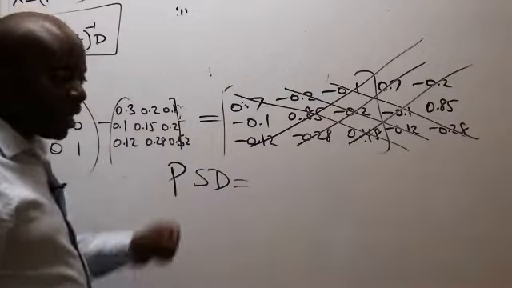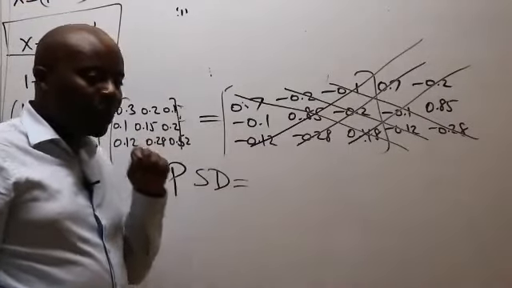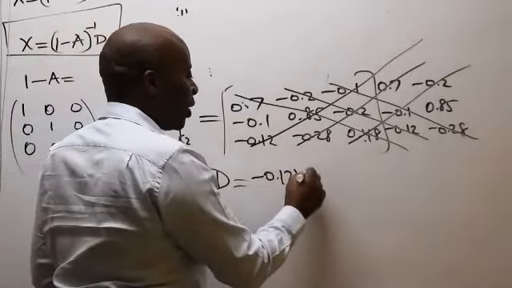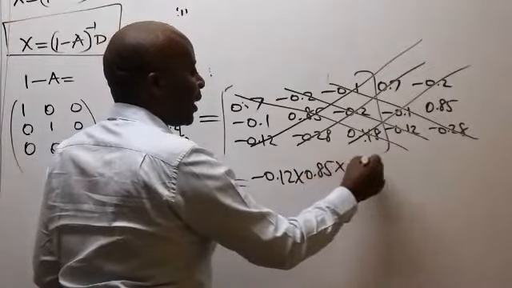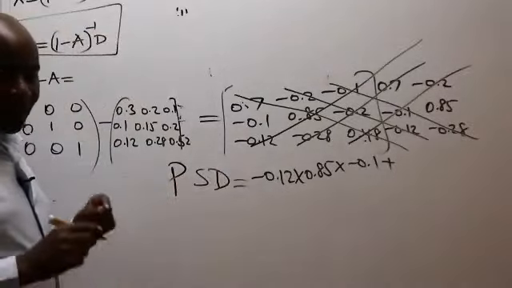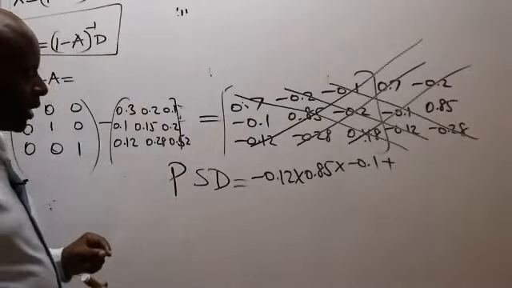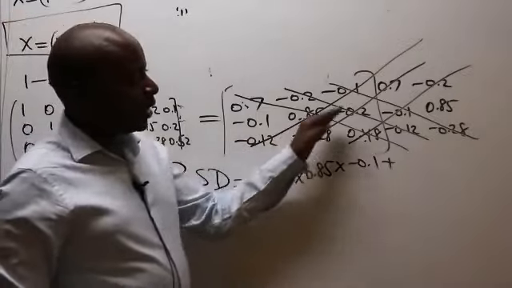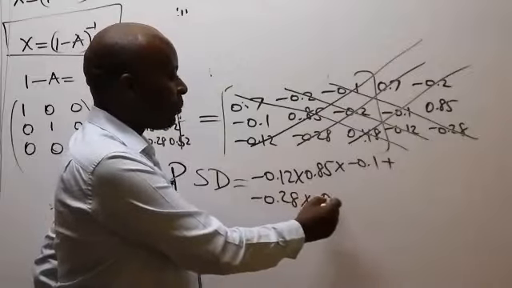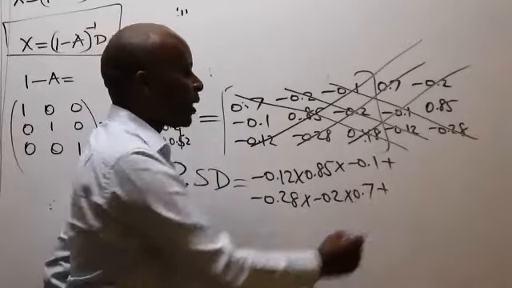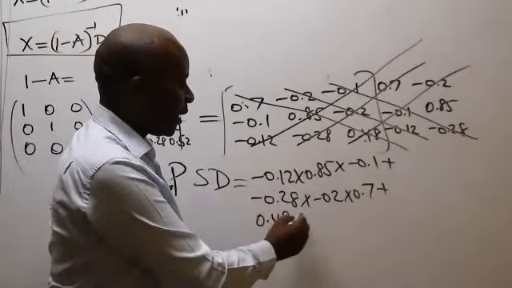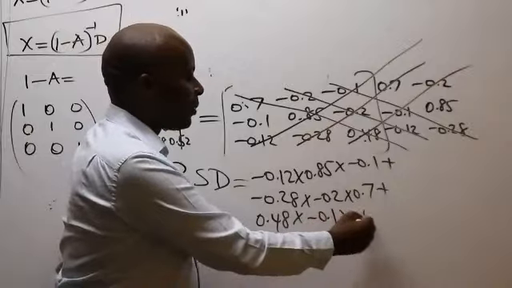So I've got to be very careful not to miss out on a sign. So we have here minus 0.12 times 0.85 times minus 0.1 plus. Plus, we come and pick the second one. I can see minus 0.28 times minus 0.2 times 0.7 plus. We go to the third one: 0.48 times minus 0.1 times minus 0.2.